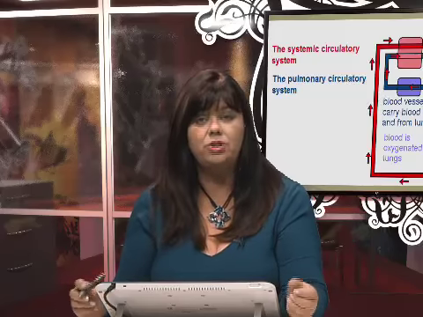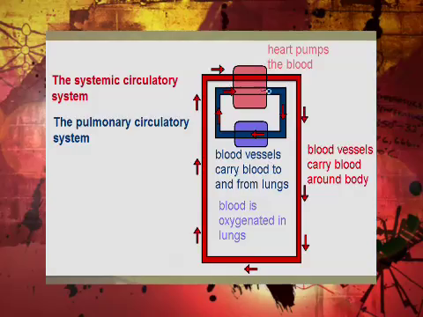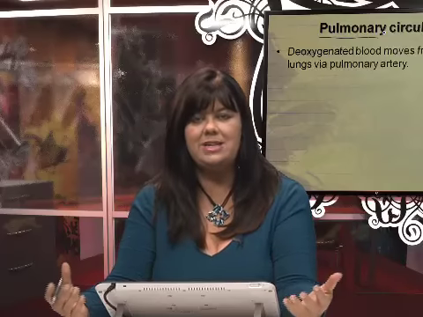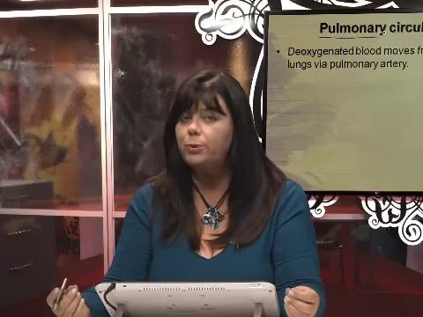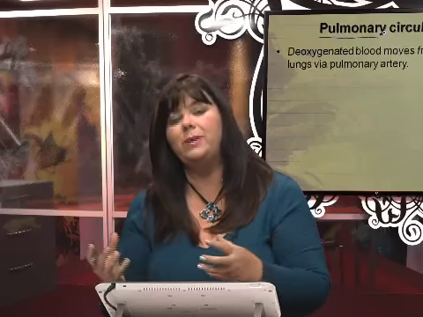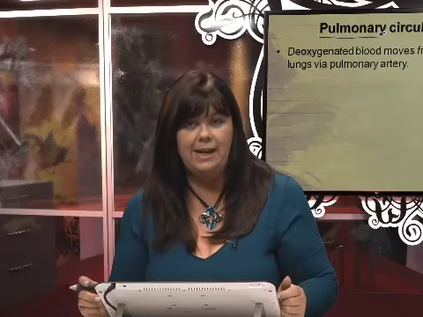So here's a diagram just to remind you that we've got our systemic circulatory system and the pulmonary circulatory system, which goes to the lungs, the systemic circulatory system, which is going to go to the rest of the body. We need to focus now on pulmonary circulation. The word pulmonary refers to the lungs. So wherever you see in your biology textbooks the word pulmonary, you need to remember that we're talking about air, and the place where air gets into our body is through the lungs.